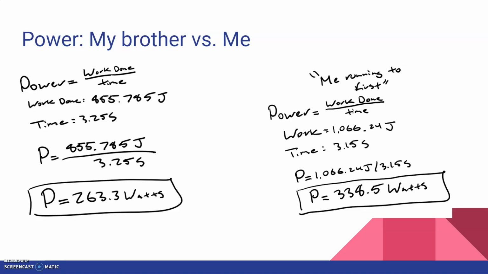So as you can see, I ultimately generate more power than him, because even though I may have more work done, I ultimately have less time. It takes me less time to get to first. And that's basically it.